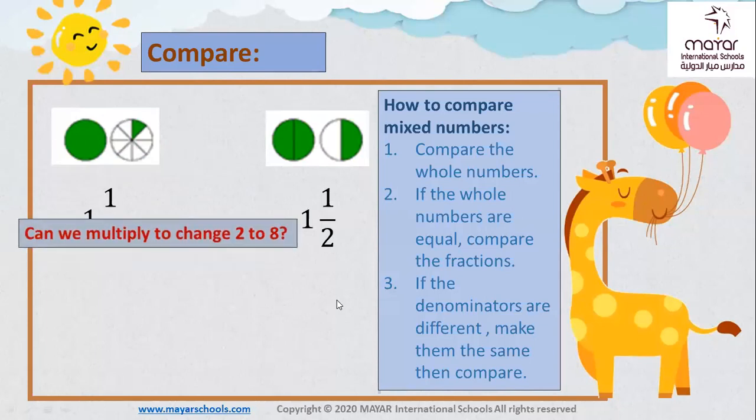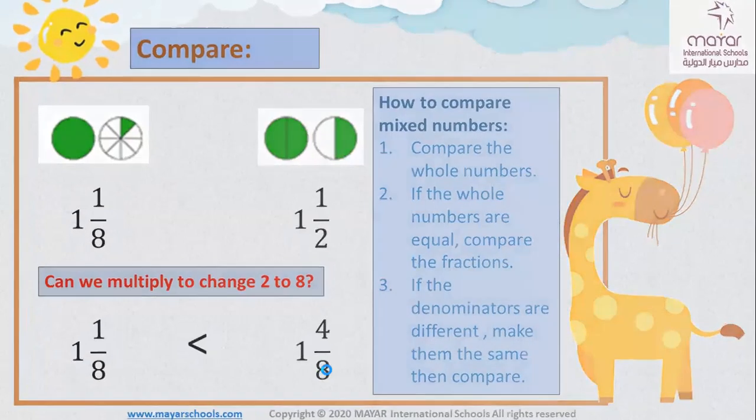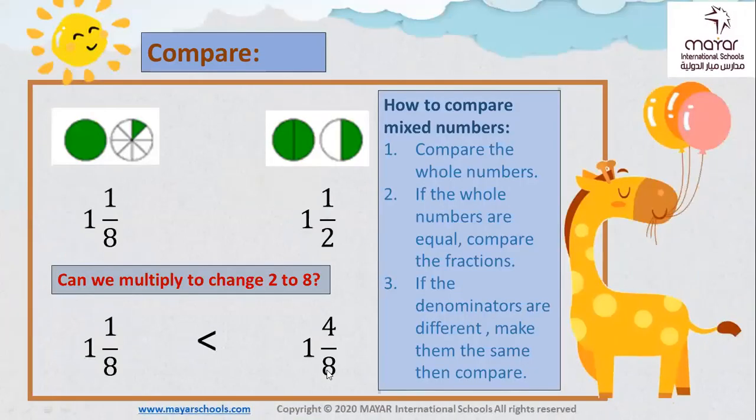Yes. How can we change 2 to 8? We multiply the 2 by 4. Yes. So I multiply the 2 by 4 and the 1 also? Yeah, 1 multiply 4 equals 4. The whole number is the same. I multiply 1 by 4 to get 4, 2 by 4 to get 8. So I should multiply the numerator and the denominator with the same number. Why? To get the same denominator. So I need to get the same denominator.